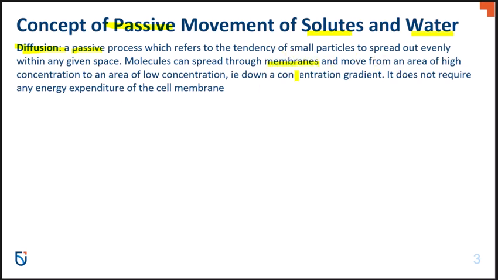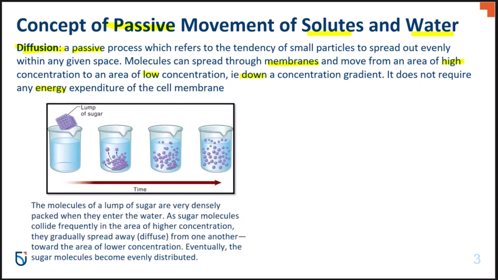And these molecules have the ability to just diffuse through or spread through the membranes, so the cell membrane. And we know that in the case of diffusion, a passive movement, that we're going to be moving from an area of higher concentration to an area of lower concentration, so down a concentration gradient. And we know that this does not require any energy expenditure. So let's look at an example, just a basic example of a beaker of water and what happens when a lump of sugar is placed in it.